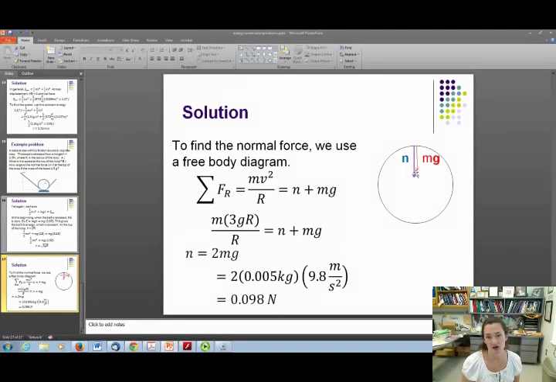Now I can cancel out the r that appears in the top and bottom on the left-hand side, and I have 3mg is equal to N plus mg. Subtract mg from both sides, and I have my normal force is equal to 2 times the mass times gravity. Now I know gravity is 9.8 meters per second squared, and I know the mass of my bead is 5 grams, or 0.005 kilograms. So I can solve for the normal force at the top of the loop numerically, and I get 0.098 newtons. So that's 3 examples on energy conservation problems.